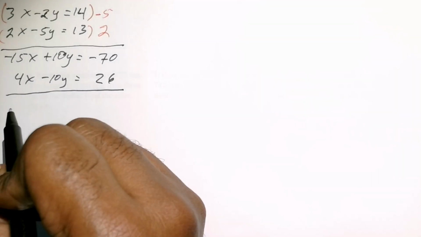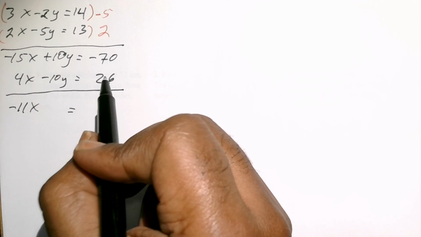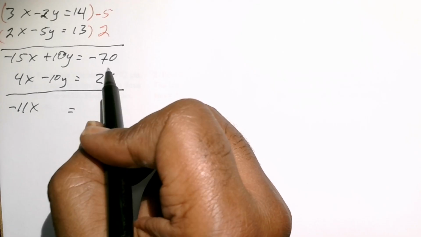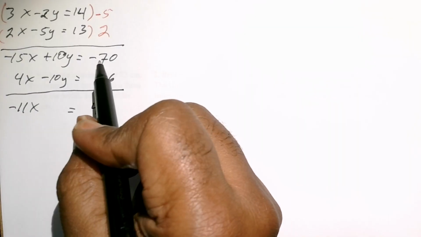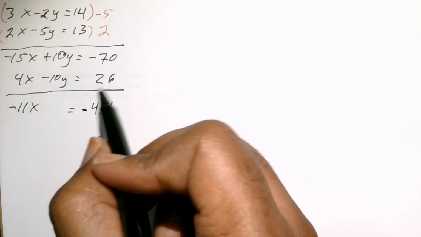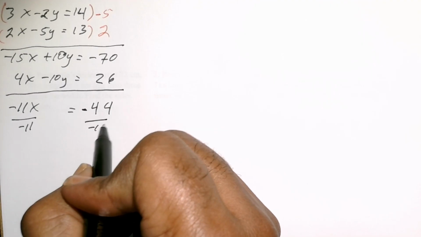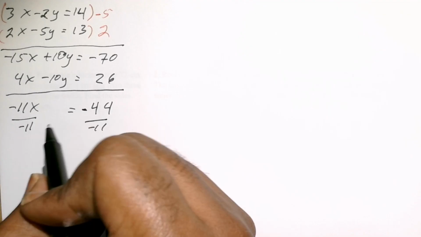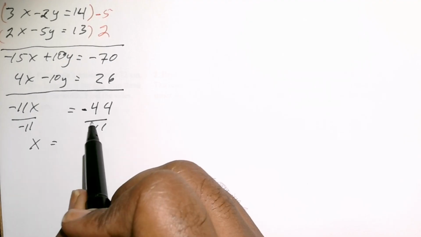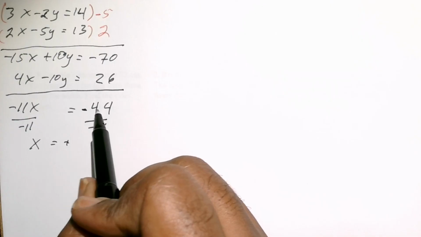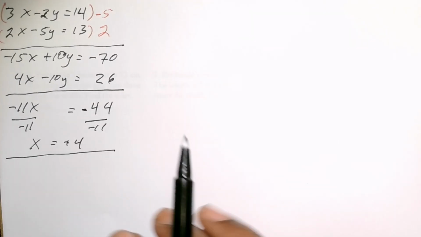These two combine to become a negative 11x. These are eliminated. And when I subtract these two, I'm going to get a negative 44, because the bigger sign wins. Okay. Then I'm going to divide both sides by the negative 11. Again, not the x, just negative 11. That'll give me 1 positive x, and negative divided by negative is going to be positive, and 44 divided by 11 is going to be 4. So now we have that x is 4.